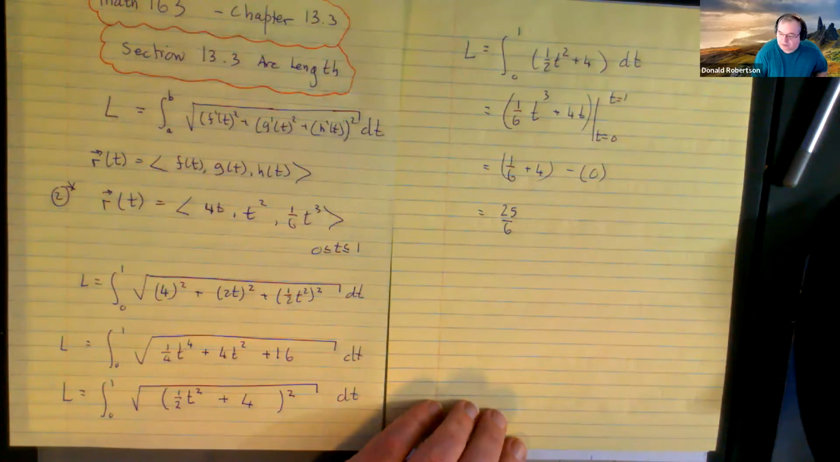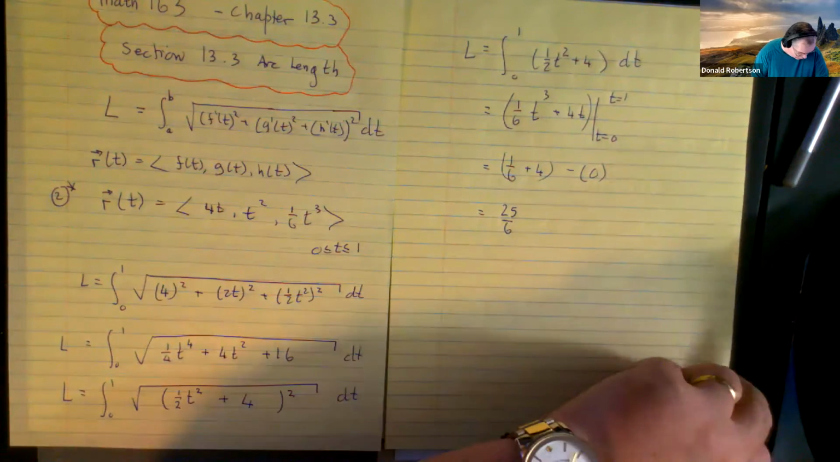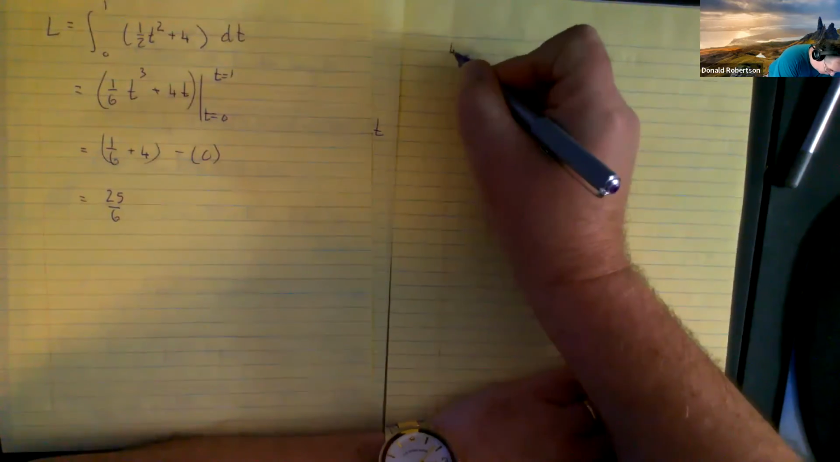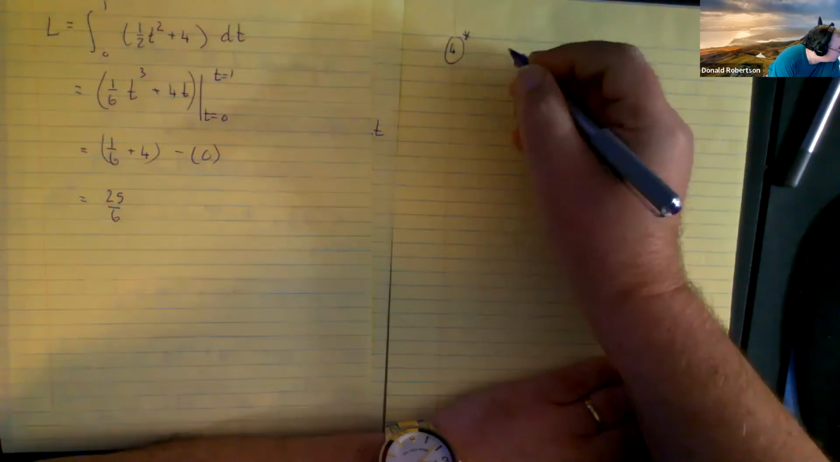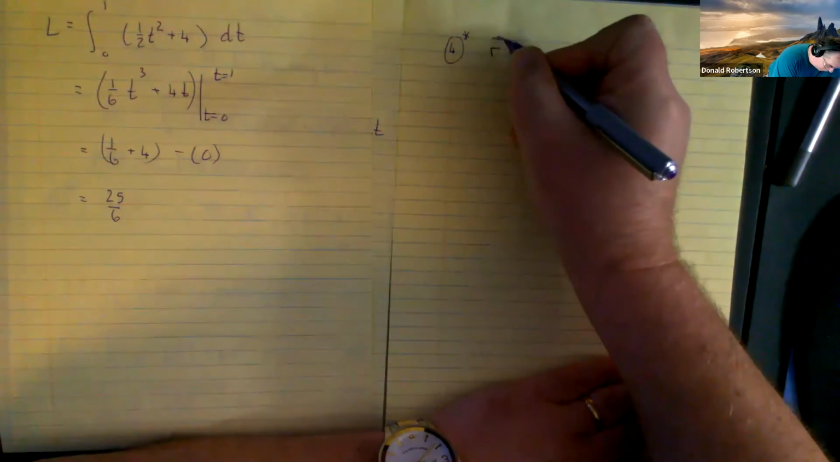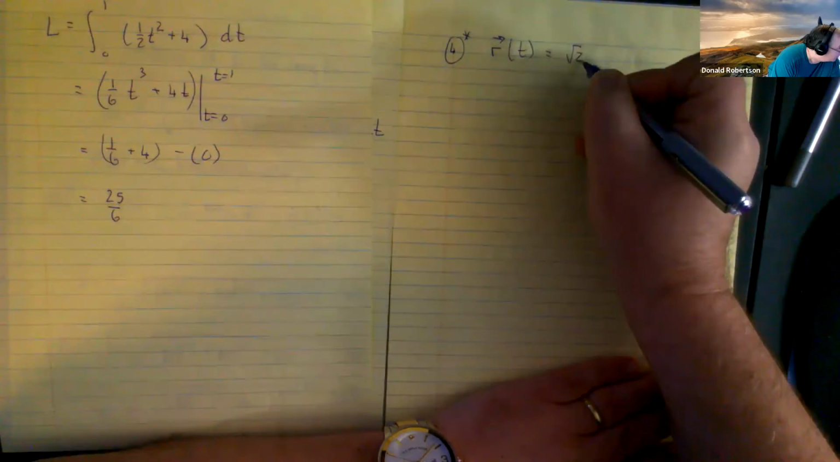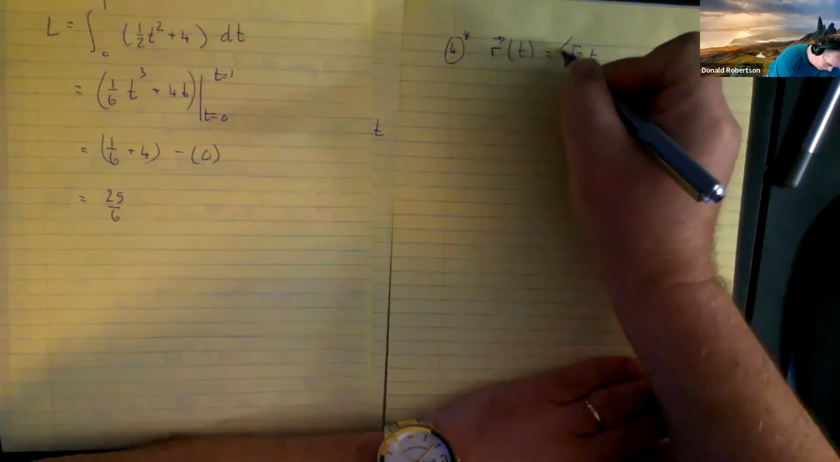Are we good with that? Right. So, perfect square. Let's pick another one. This is question 4. Again, it's an arc length question. We're finding the length of this space curve, which is the square root of 2t.